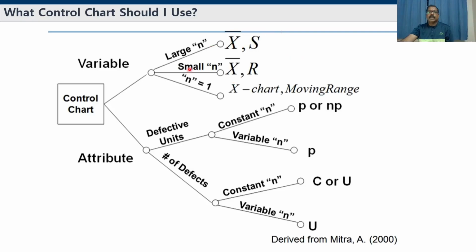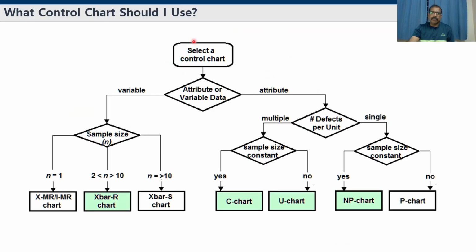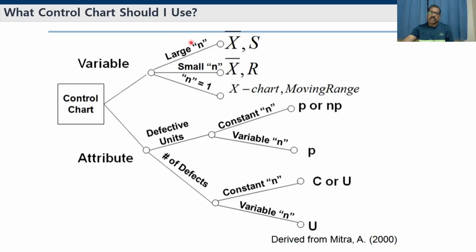But if the sample size is comparatively small, between 2 and 10, then you can go with the X bar and R chart. If the sample size is only one, then you have to go with the X chart or moving average. So with this understanding, you have to go.